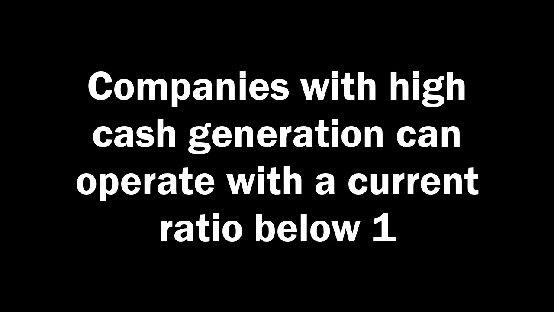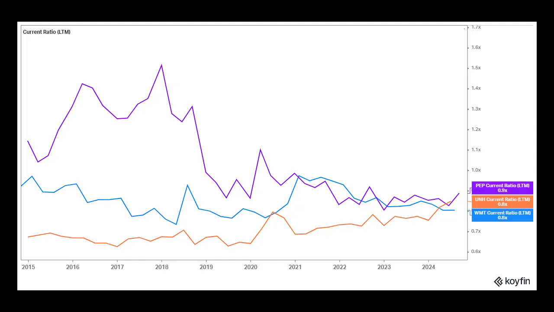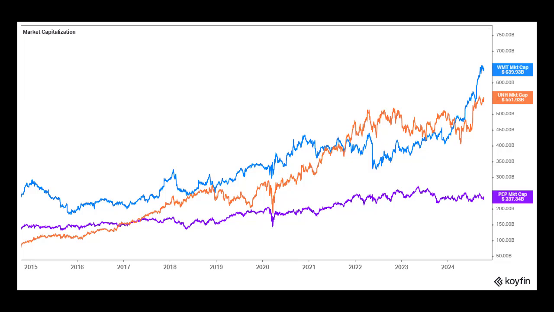A low current ratio may not always indicate a problem. Companies that generate plenty of profit and cash can operate with a current ratio below 1. These types of companies have very favorable relationships with lenders, so can borrow cheap short-term debt at any time to cover their short-term obligations. As I'm making this video, companies such as Walmart, PepsiCo, and United Health Group all have current ratios of less than 1, and these companies are all worth hundreds of billions of dollars.